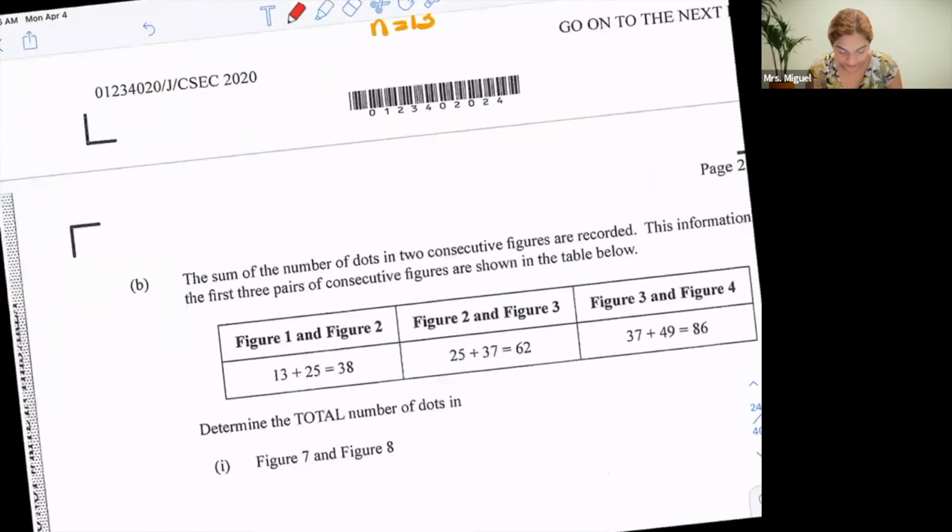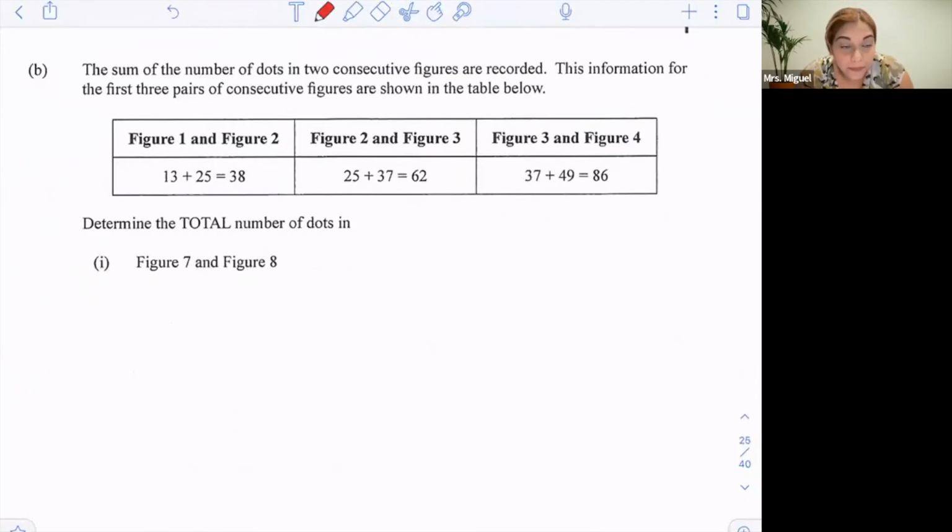Let's see what they're asking here now. The word sum means to add. The sum of what? The number of dots in 2 consecutive figures. It means that it's one number and the previous one, as it follows in a sequence. The information for the first 3 pairs of consecutive figures are shown in the table below. Determine the number of dots in figure 7 and figure 8. So what they are adding is really the number of dots in the first 2.